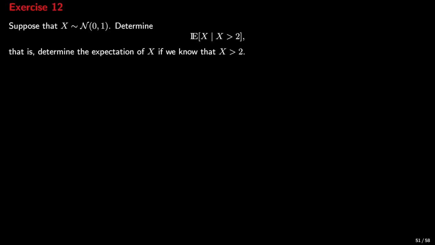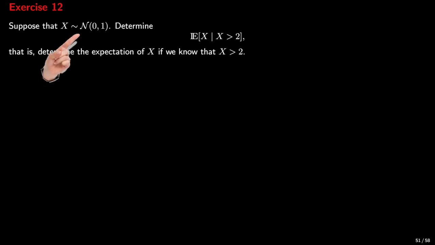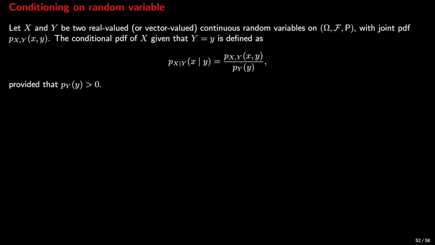Here is an exercise you can try for yourselves. Suppose that X follows the standard normal distribution with mean 0 and variance 1. The question is, determine the expectation of X conditional on the event that X is larger than 2. All you have to do here is take the definition, write it down, use the fact that X follows the normal distribution, so you know the density function, and this way you can determine this conditional expectation.